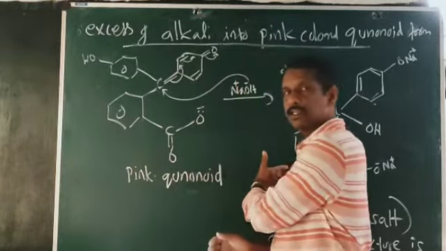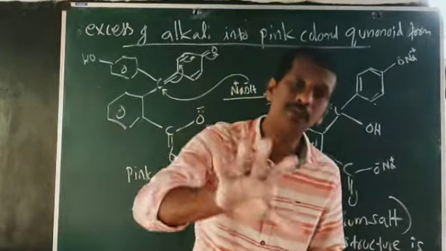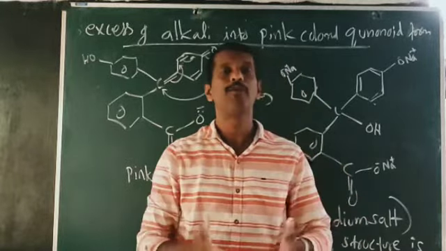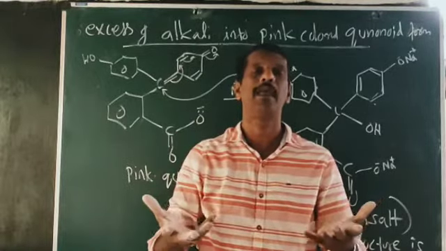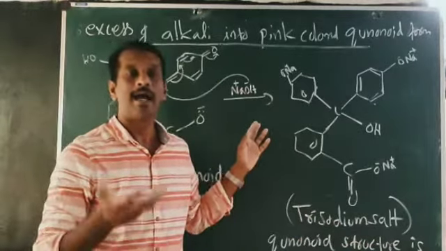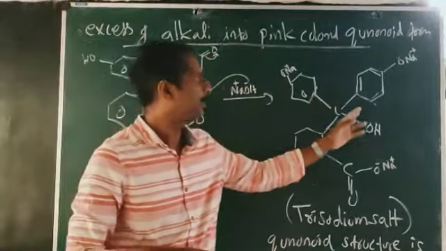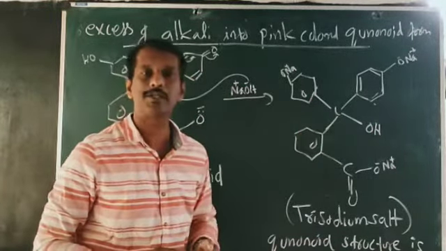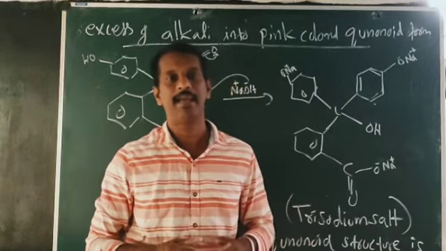Now there is an extension. If we are adding excess of alkali into the same pink colored quinonoid form, we are adding the base only. Then also it will change into colorless. What is the reason? When you add excess of base, this reaction will occur, and the quinonoid structure is destroyed, and we get a trisodium salt. That's all about phenolphthalein, and thank you.